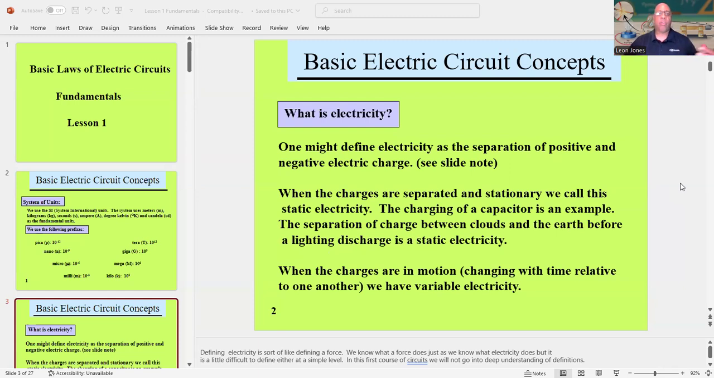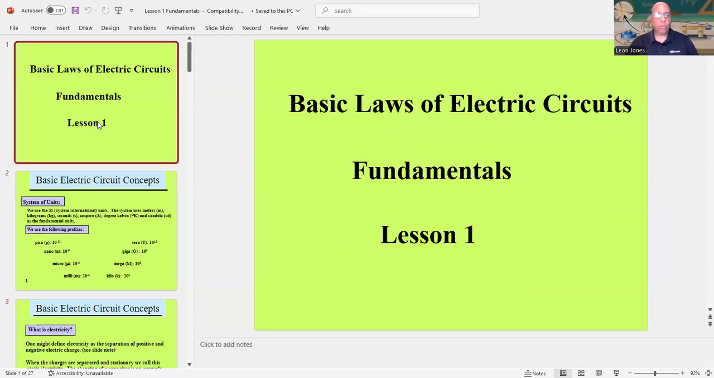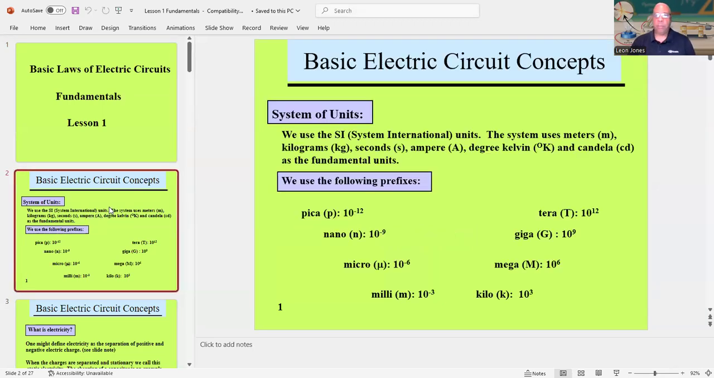So basically, what I'm going to talk about are the laws when it comes to circuit concepts. When we get into this lesson, in order to understand the definitions, you have to understand the laws as well. So when we have basic circuit concepts, just like in every science, there is a system of units. The units could be English units or SI units.